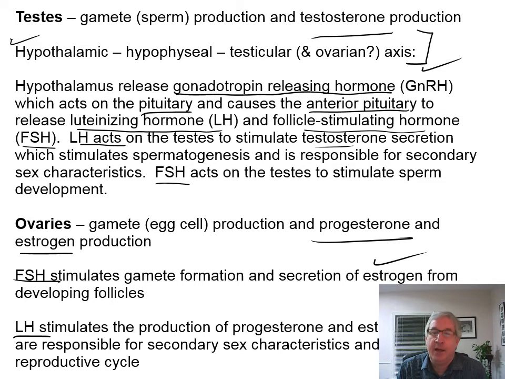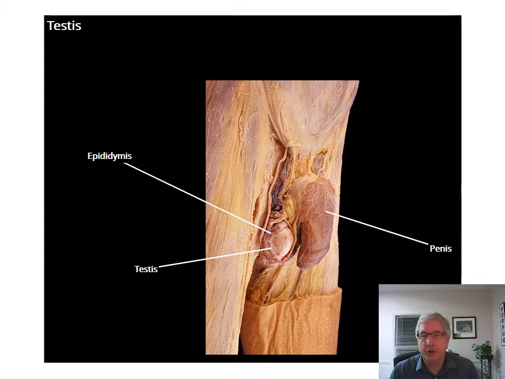All right, next slide. So here's where the testes are, and it shows you one there along with the penis, and there's the epididymis right above the testis there. You can see the epididymis, this little part sitting right up here. And the testis sticking out there, a round structure. Okay, next slide.